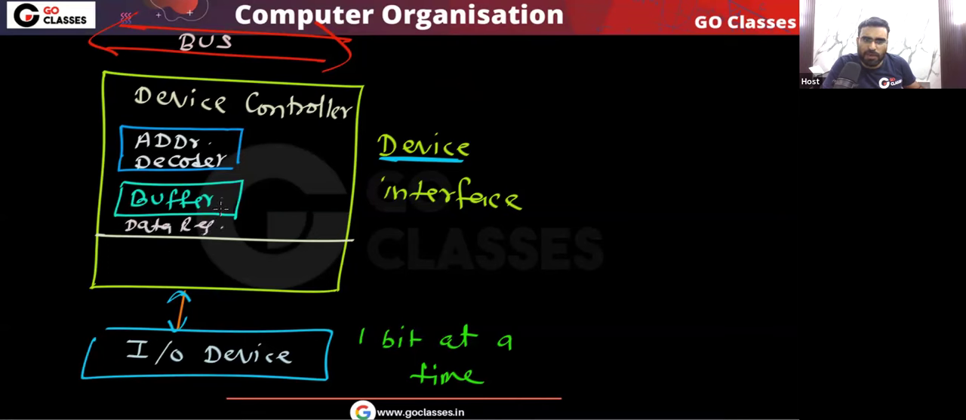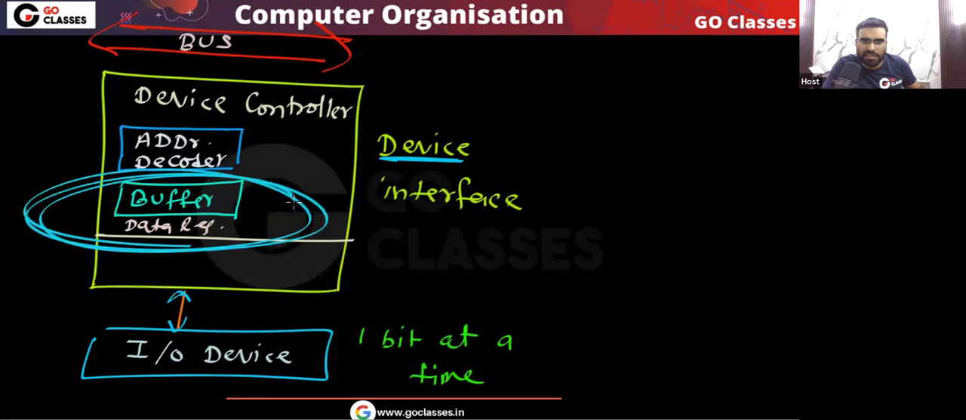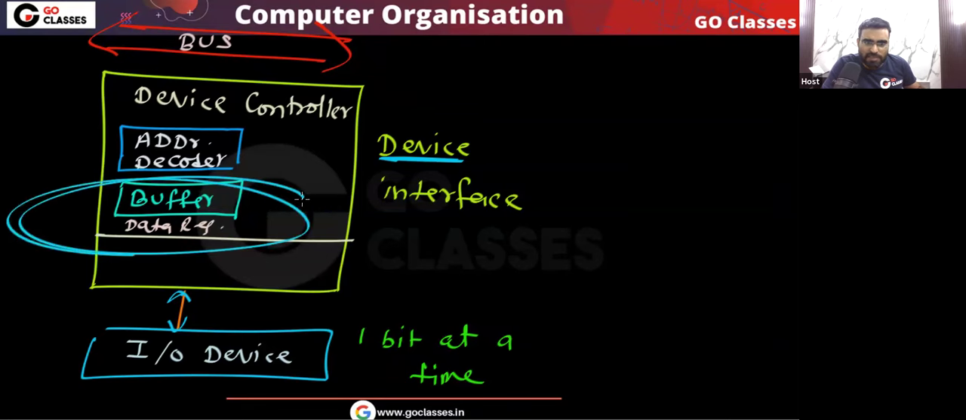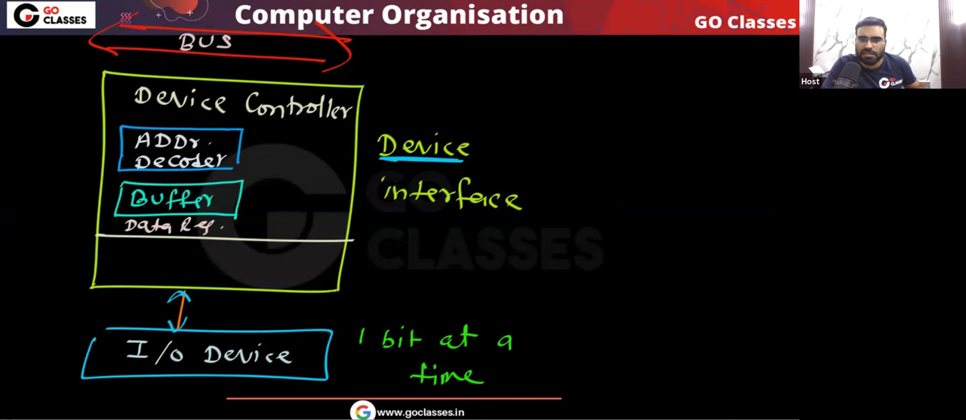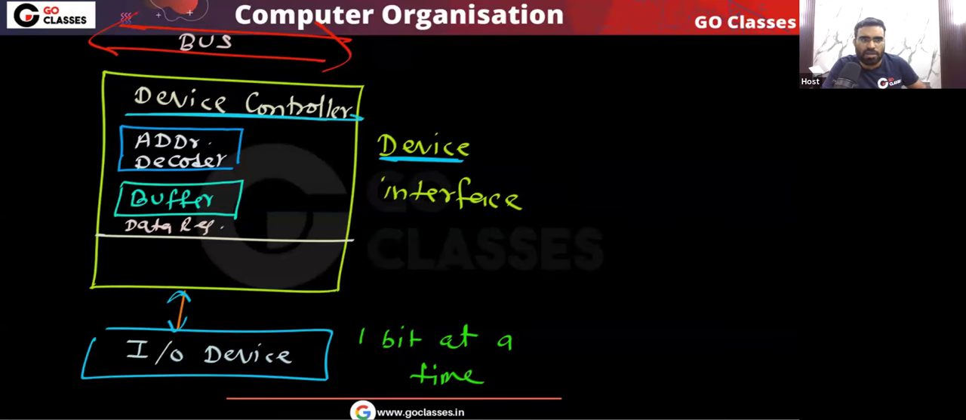What will this buffer do? This will assemble the 16 bits, collecting one bit at a time. Once the 16 bits are collected, then we will send them to the CPU. Agree with me? Is this point clear? In this device interface, or device controller, why do we use the buffer or data register? What is the reason?